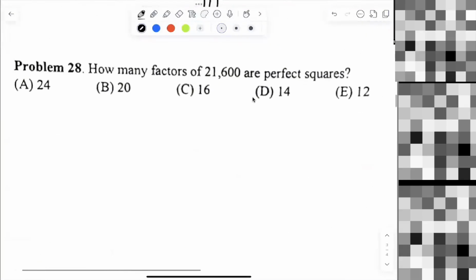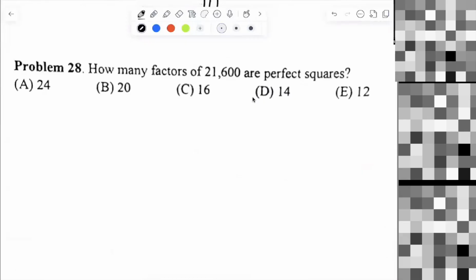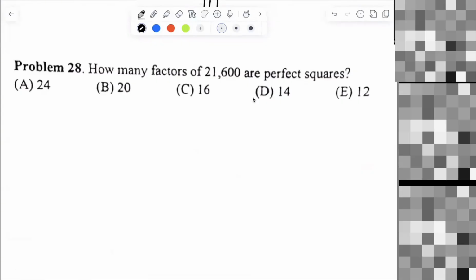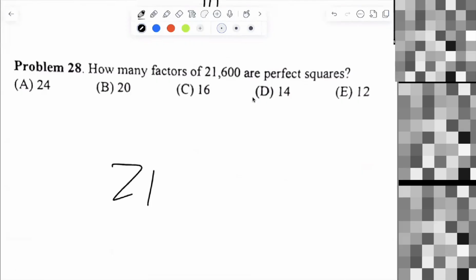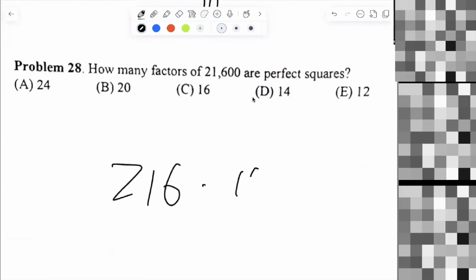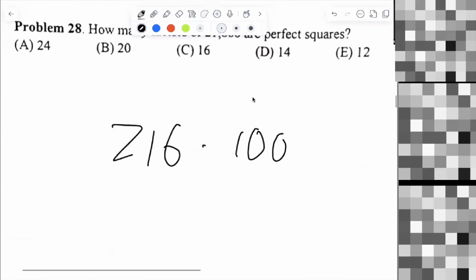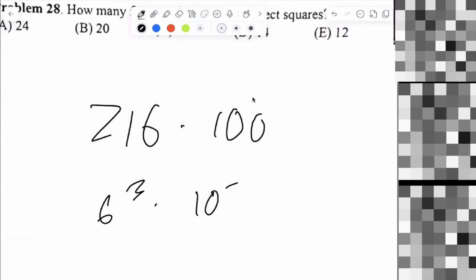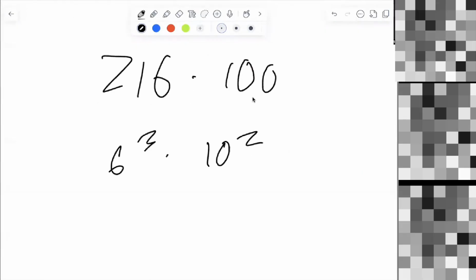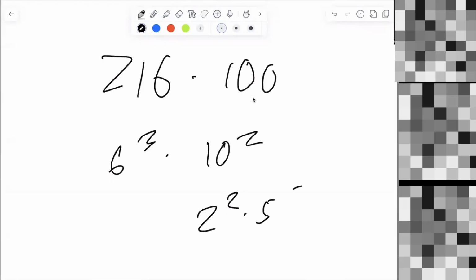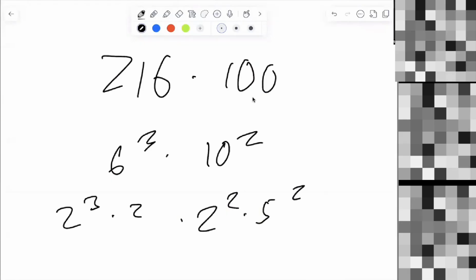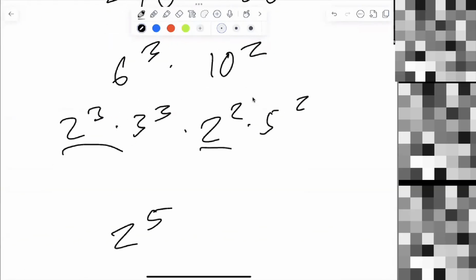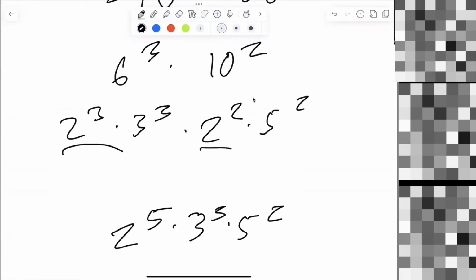Now let's move on to problem 28. How many factors of 21,600 are perfect squares? Same exact problem. We want to find how many are perfect squares. Well, notice that 21,600 is just 216 times 100. Let's break it down. Now, this is just 6 cubed times 10 squared. We know 6 is 2 times 3 and 10 is 2 times 5. So this simplifies to 2 squared times 5 squared times 2 cubed times 3 cubed. Combining like terms, 2 cubed and 2 squared, we get 2 to the 5th times 3 cubed times 5 squared.